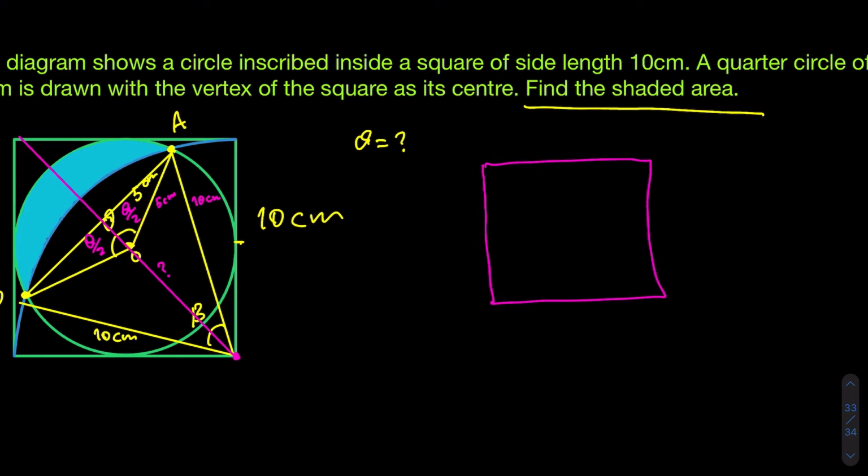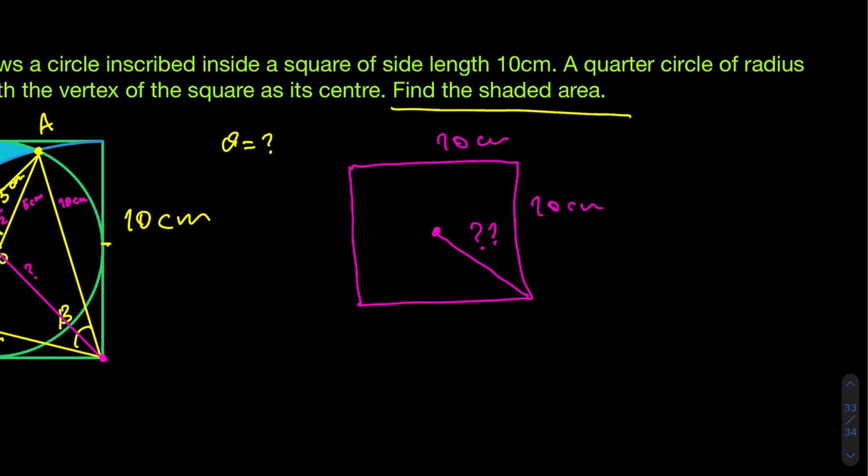I have a square with side length 10 centimeters, and then I want to find the length of this side, okay? So using the Pythagorean theorem and divided by 2, because we need to find the whole length here, this line. So then divided by 2, we can get the value of this part is 10 over square root of 2. So you can try to find it by yourself.